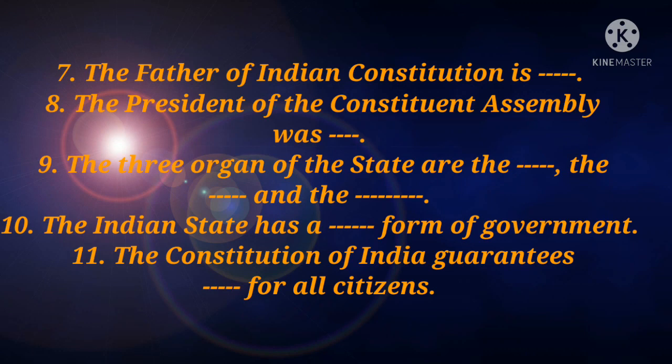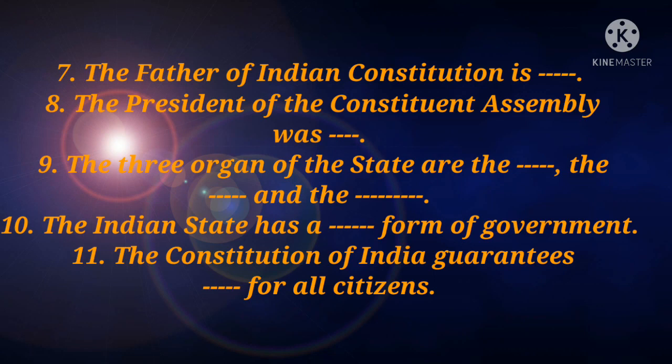Next, question number 9. The three organs of the state are the dash, the dash, and the dash. Students, we know the three organs of the state are the legislature, the executive, and the judiciary. There are three organs of the state: the legislature, the executive, and the judiciary.